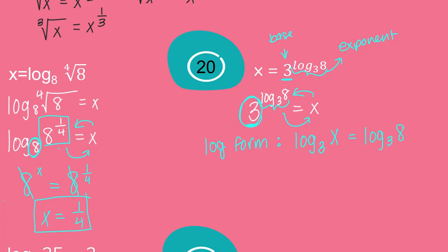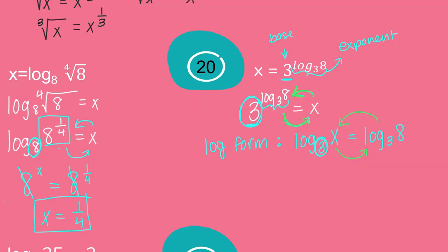Okay, do we all see that? All I did was switch the order. So my x switched and my log base 3 of 8 switched. Okay, so here was that base and here was that switch, so you guys can see it a little better.